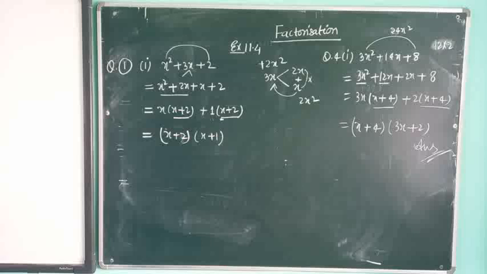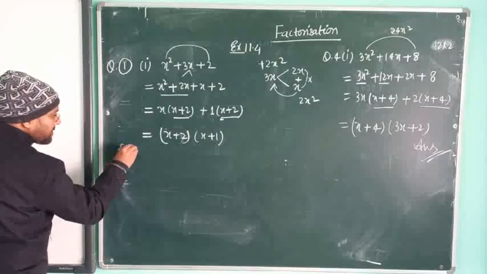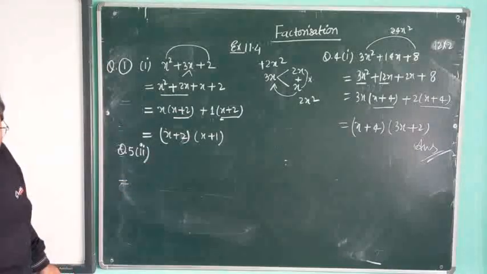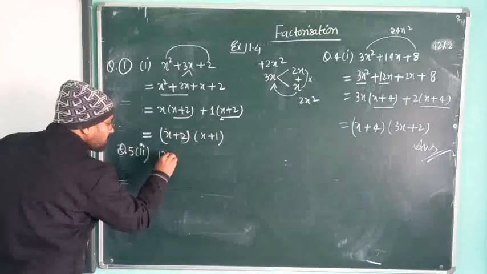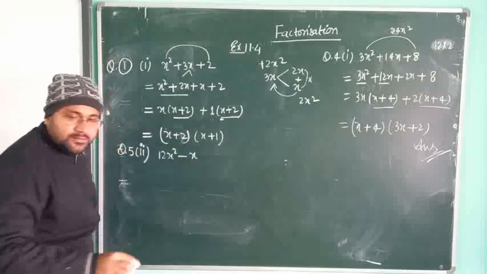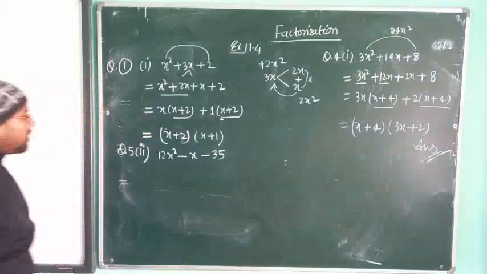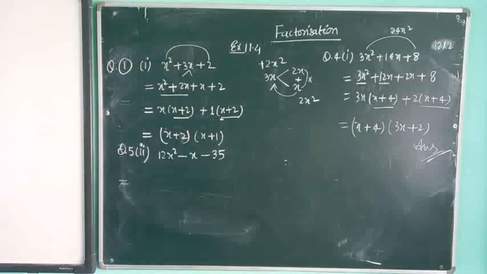I can do one more question. You can see the second one, question number 5, the second part. 12x square minus x and minus 35. This is our question. 12x square minus x minus 35.